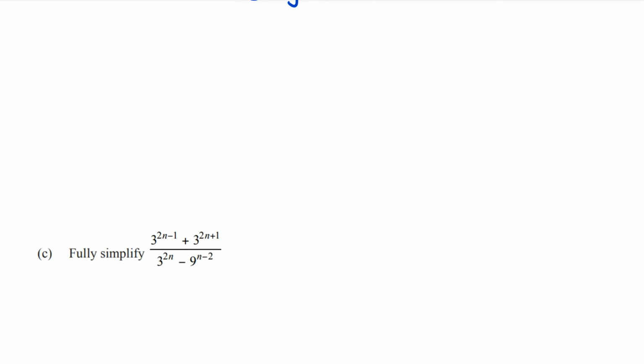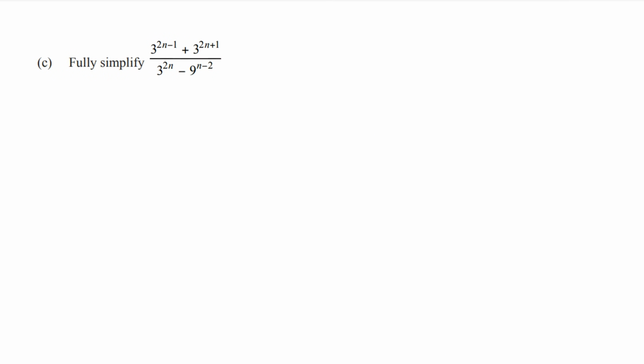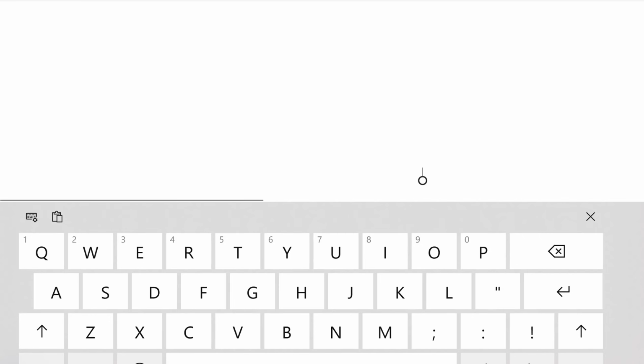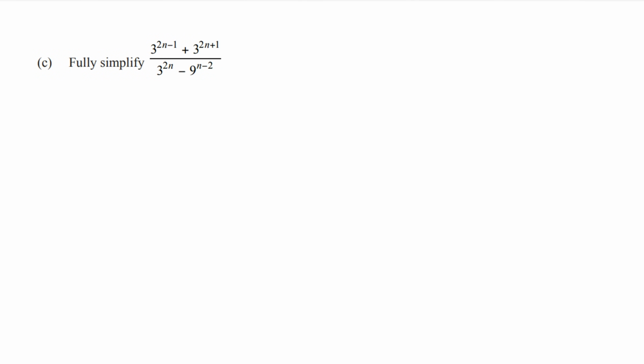All right, let's go to question C. Now, looking at this question, guys, it is very easy to go, what the hell is happening here, right? The clue really is the 9 here. And this is something that you need to understand, because once you get this clue, this whole thing just becomes a lot easier.